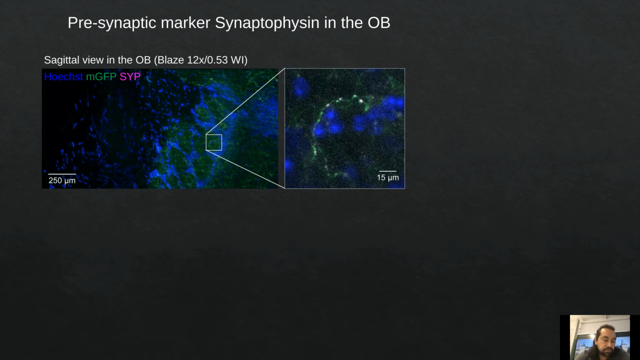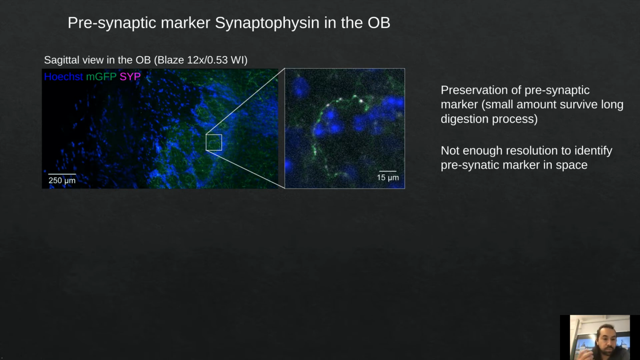So here we have, again, a sagittal view of the olfactory bulb that was acquired with the light sheet. And if we zoom in, we can see little dots in magenta in that magnified region. But as you can see, one good thing is that we can preserve this small amount of fluorescent protein in the synaptophysin part, but we don't have enough resolution to identify this presynaptic marker in 3D. Okay, that is important.